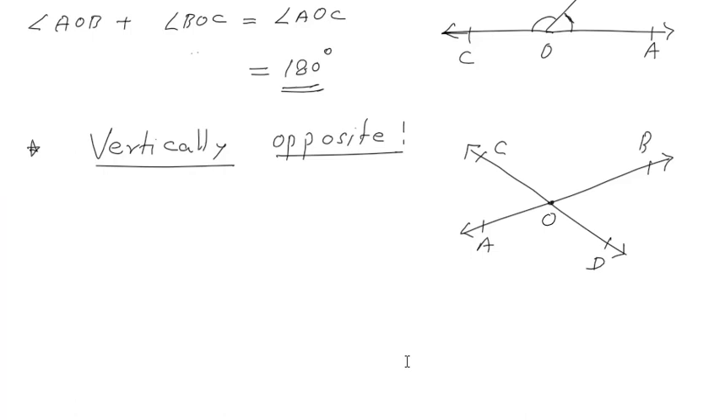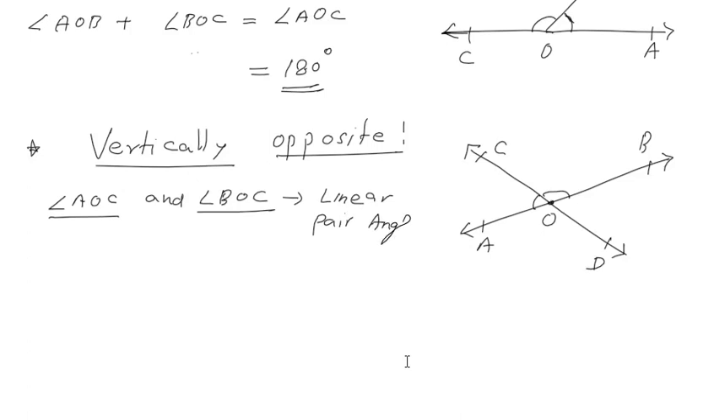Now what do you say about angle AOC and angle COB or BOC? This is one pair of angles. A pair of angles means two angles. Here angle AOC and angle BOC, what can you say about them? These two angles are angles in a linear pair, right? This is a linear pair of angles.